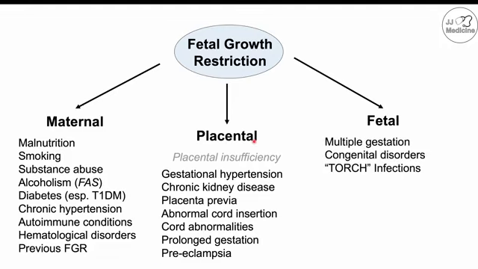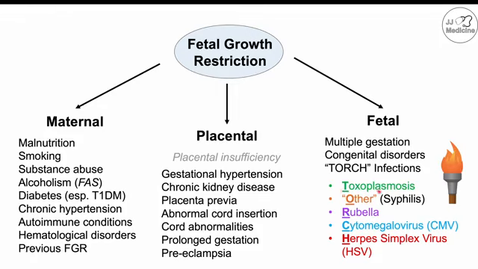And in the fetal category of causes, we have multiple gestation. So this is where there are multiple fetuses. So there could be twins or triplets. Congenital disorders, these could be different trisomy disorders like trisomy 13 or trisomy 18. And then the TORCH infections. So the TORCH infections are going to be a list of important infections that can cause fetal growth restriction, and they are remembered by the mnemonic TORCH. So T is for toxoplasmosis, O is for other, and this is mostly going to refer to syphilis. R is for rubella, C is for cytomegalovirus or CMV, and H is for herpes simplex virus or HSV.